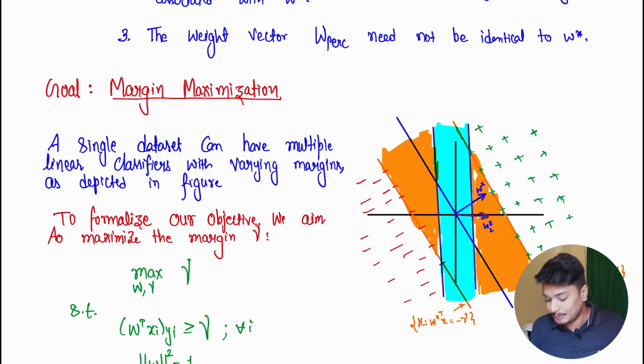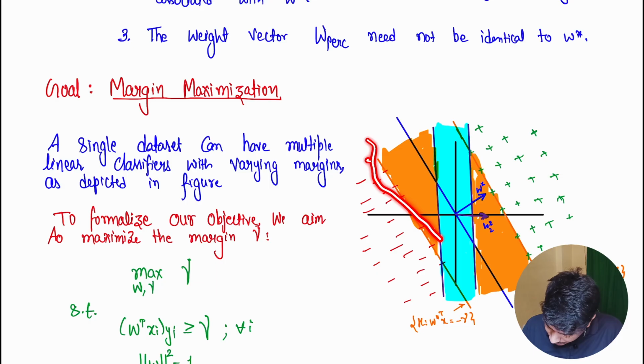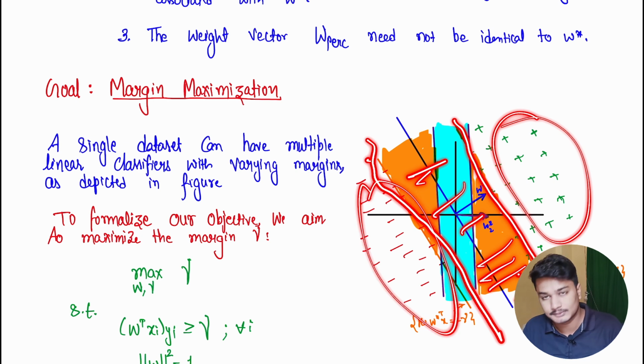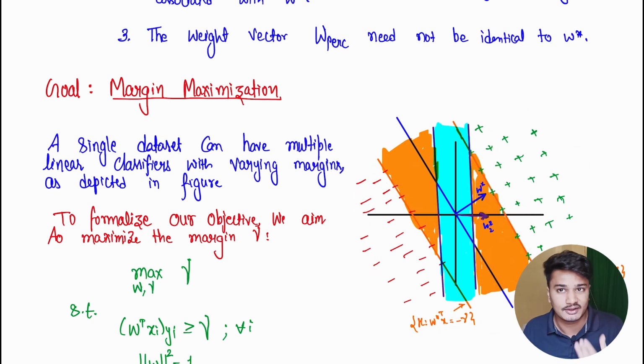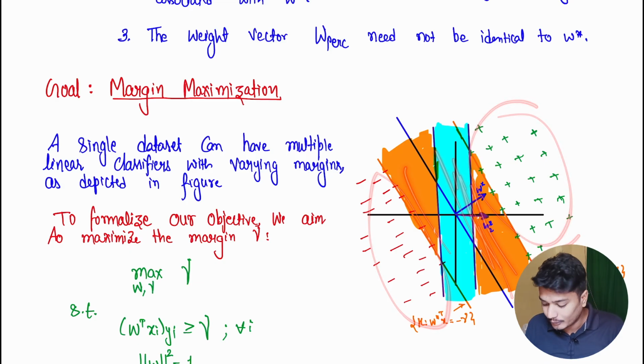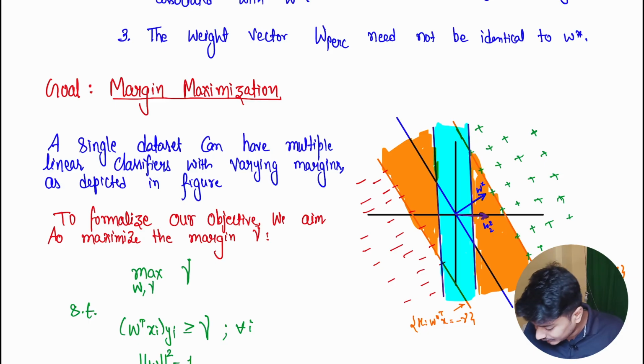Now, at the same place, we can have another W star. Basically, W star determines the margin, right? So we can have another W star which gives this margin, and this margin also separates both of these data sets. You see? So we have two margins, and you can see this margin is more and this margin is less.